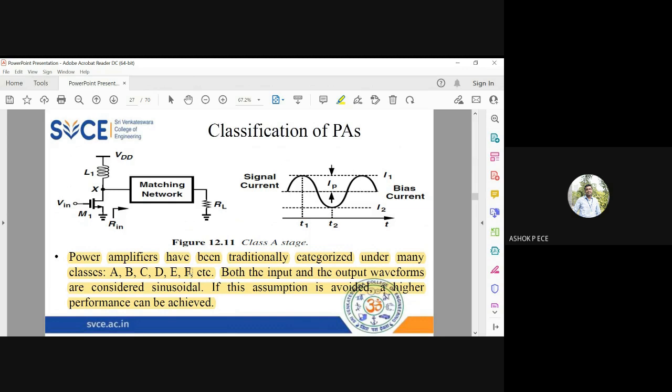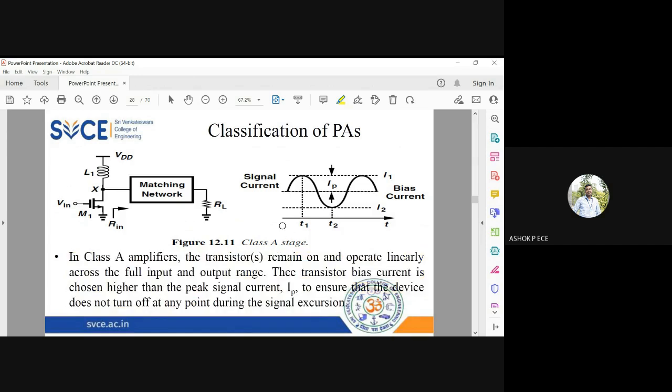When linearity is very high, efficiency is less. When linearity is less, efficiency is high. So A will have the least amount of efficiency, and F will have the highest amount of efficiency. So please understand these basics. You might already know them; I'm just recollecting the basics.